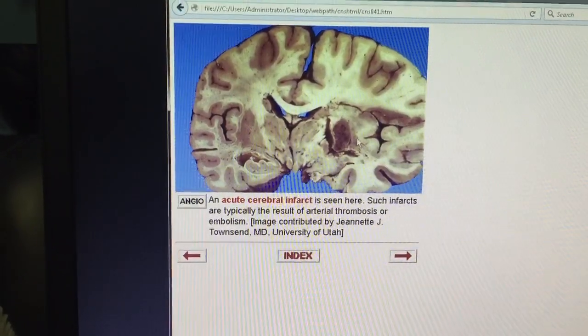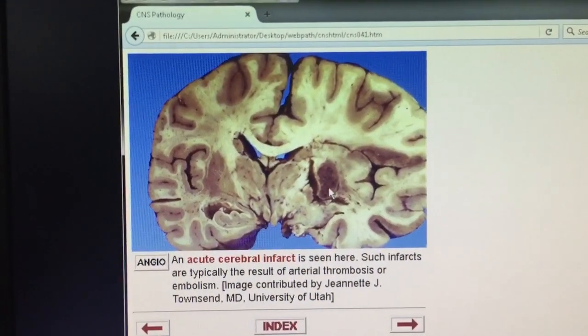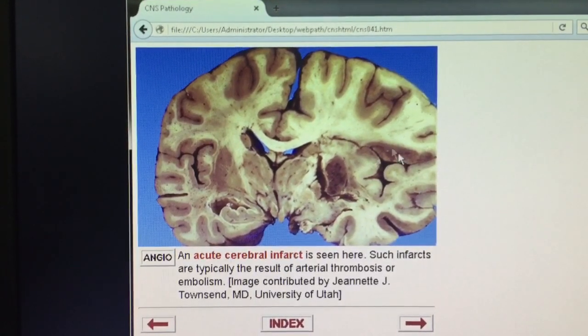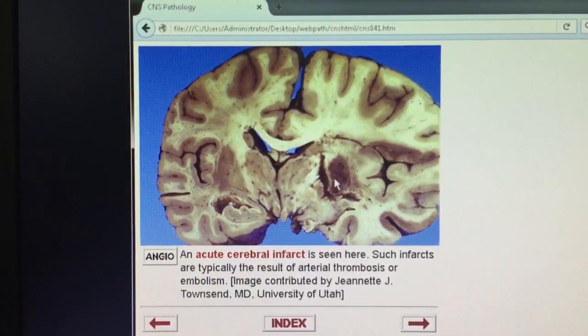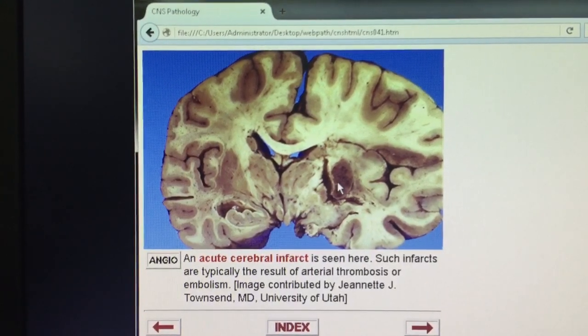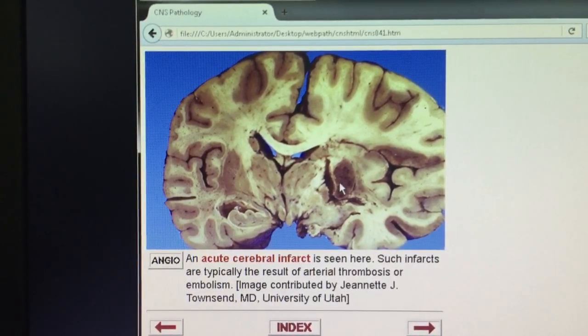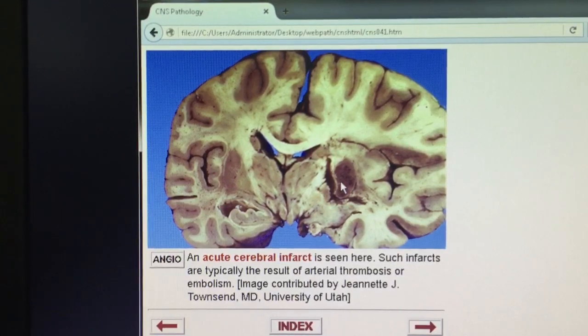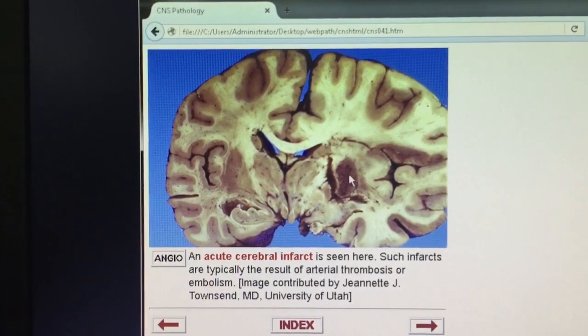Here we have also an example of infarction. Here you can see the color is different from this side, a little bit darker in color, so it is a sign that there is an infarction. The cause here was a thrombosis. So as I mentioned, the hypertension can be complicated by thrombus formation and lead to infarction.